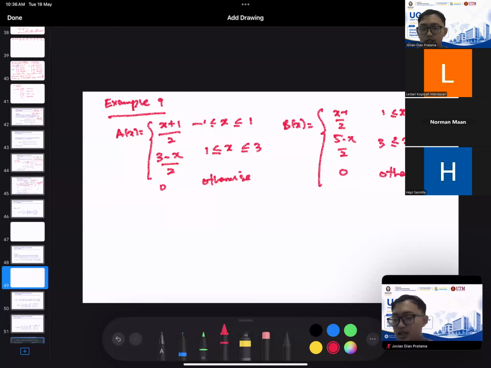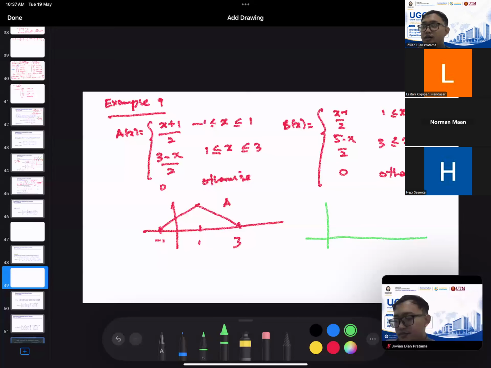When you sketch this diagram, you will get -1, 1, and, for example, 3, so you get something like this. This is your A, and then your B is very straightforward: 1, 3, and 5. So you get this. The peak here is 1, and this is also 1. When you want to multiply, you try to find your alpha cut.